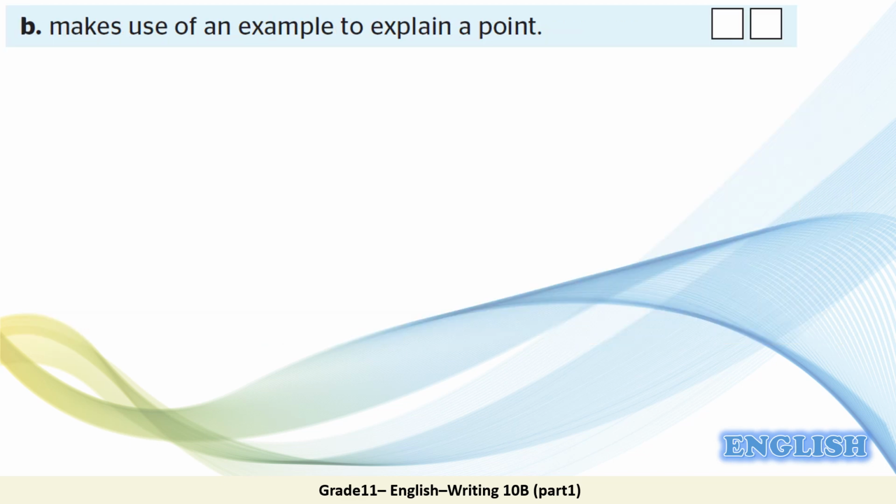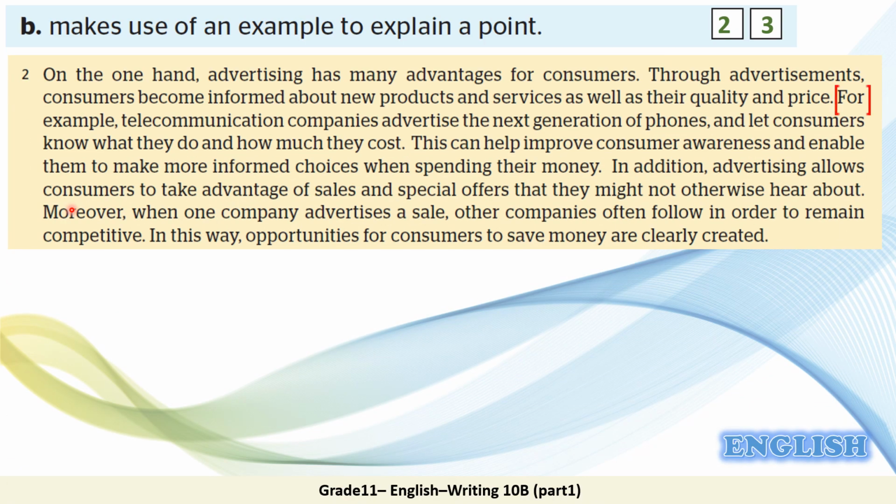In which paragraph or paragraphs does the writer make use of an example to explain a point? That's very easy. Paragraphs 2 and 3. Have you found them? Excellent. The first one is when the writer says, for example, communication, telecommunication companies, and so on and so forth. And let's move to the next.